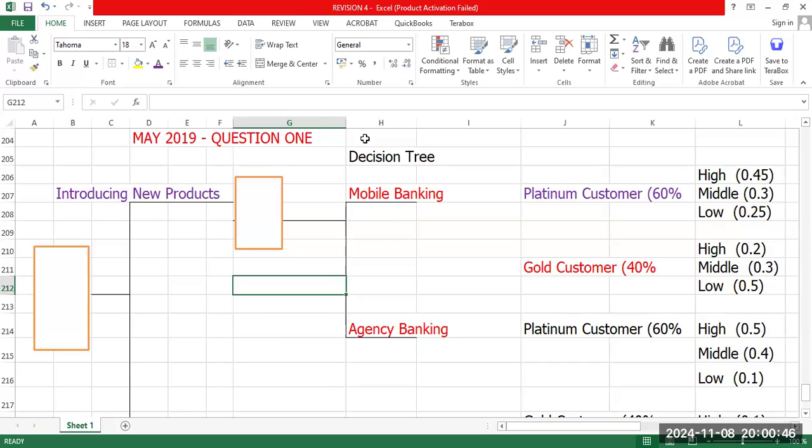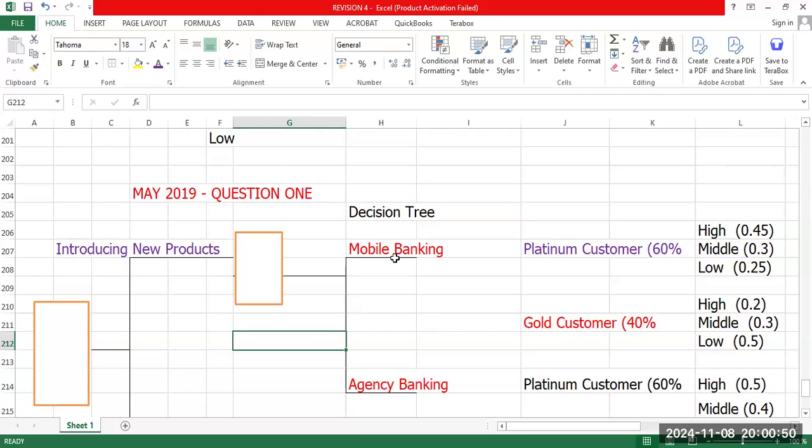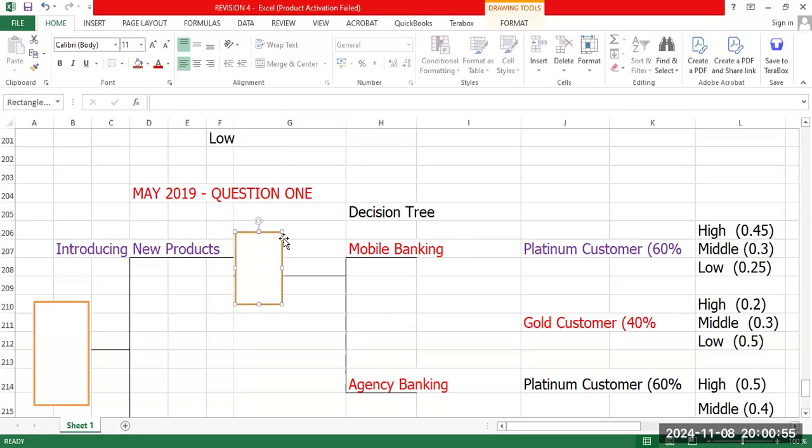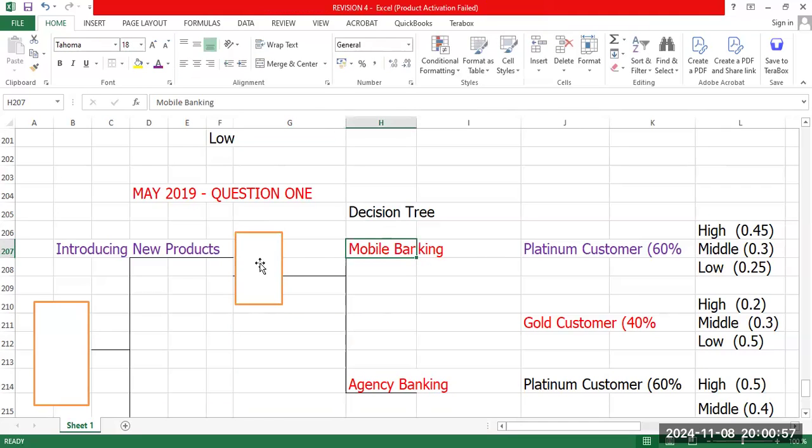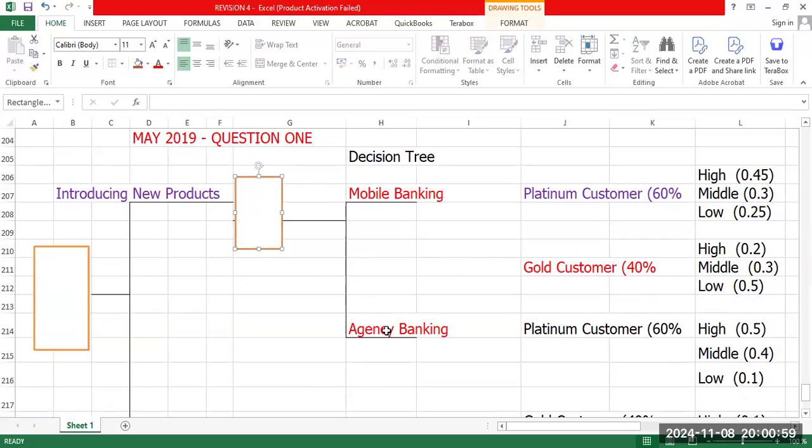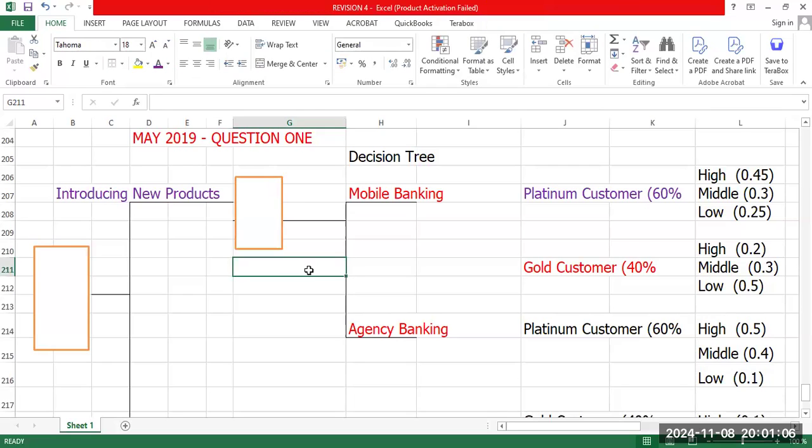Okay, we are here. Now I know that each alternative is starting from a box. This is mobile banking, it is starting from a box. This is agency banking, it is starting from a box. Are you seeing that, colleagues? We are moving together. Now, I have presented this on my decision tree.